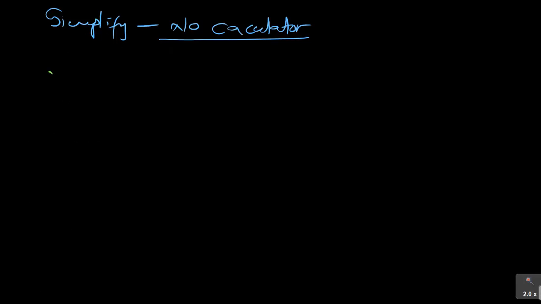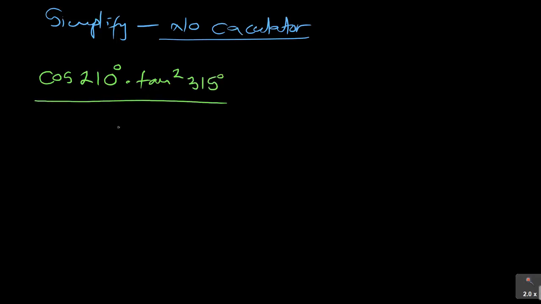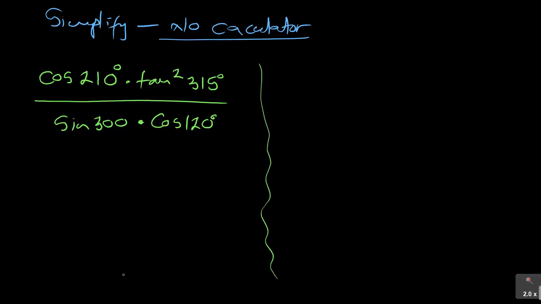You are given cos 210 degrees, tan squared 315 degrees, divided by sine 300 times cos 120. So now what are we having here? I'll just do my working on the right hand side of my line.